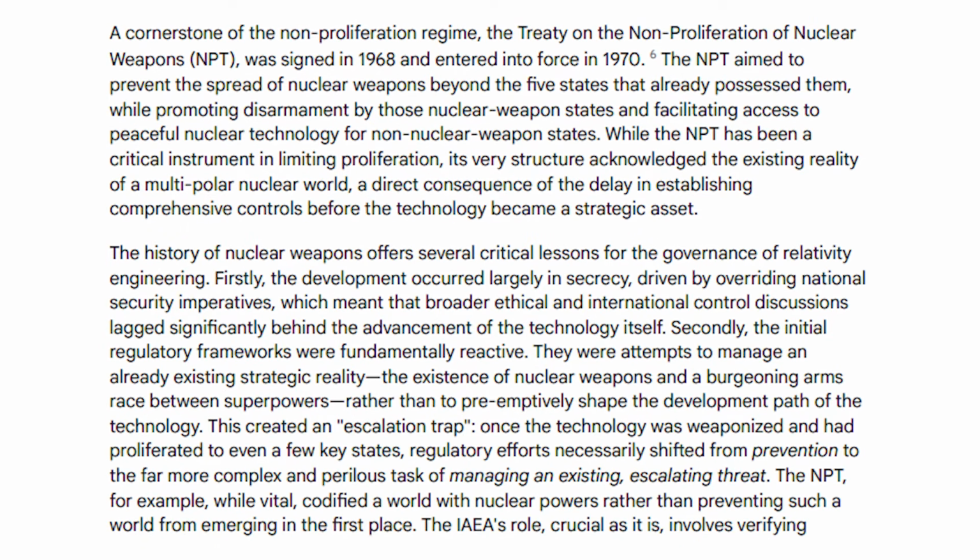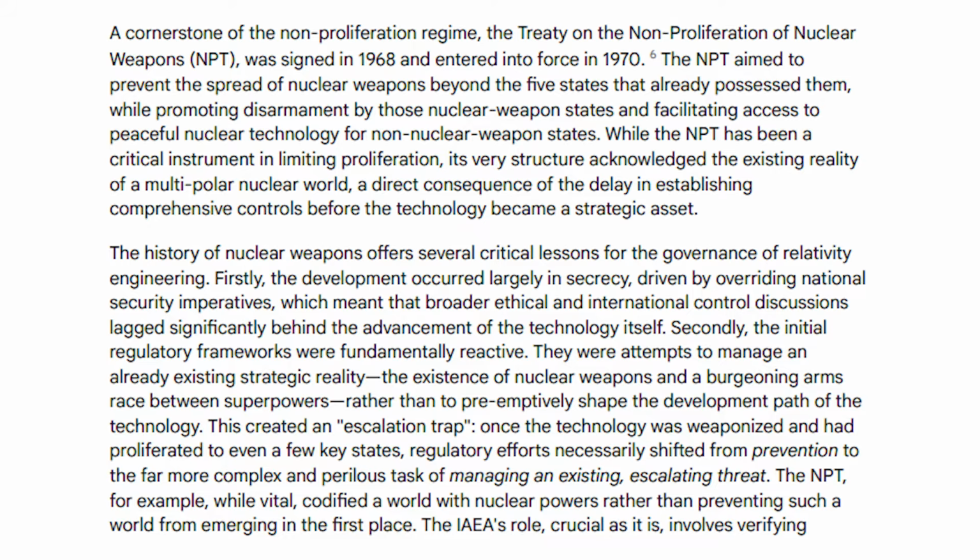A cornerstone of the non-proliferation regime, the Treaty on the Non-Proliferation of Nuclear Weapons, NPT, was signed in 1968 and entered into force in 1970. The NPT aimed to prevent the spread of nuclear weapons beyond the 5 states that already possessed them, while promoting disarmament by those nuclear weapon states and facilitating access to peaceful nuclear technology for non-nuclear weapon states.